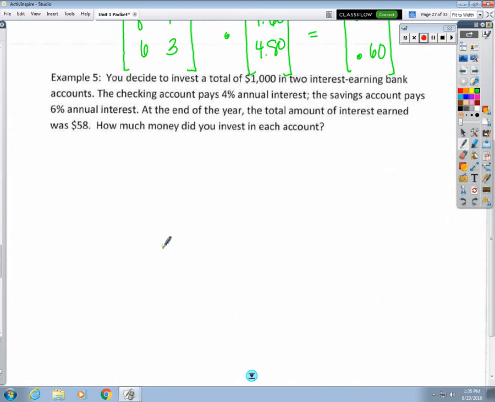You decide to invest a total of $1,000 in 2 interest-earning bank accounts. The checking account pays 4% annual interest. The saving account pays 6% annual interest.